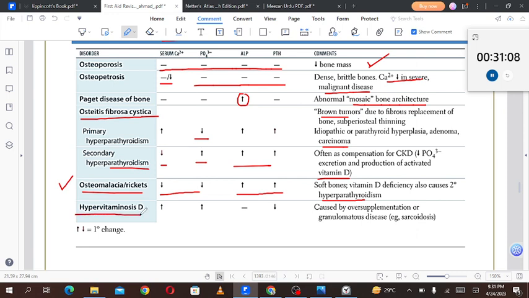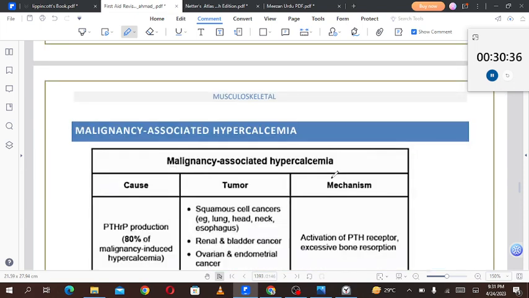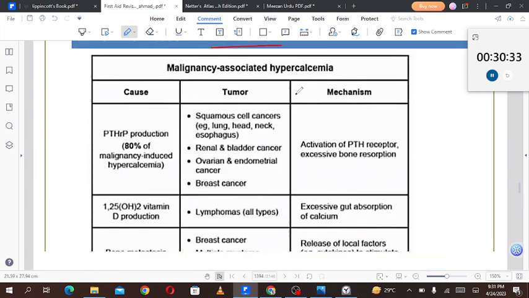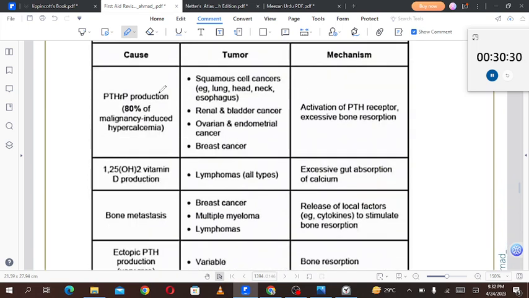In the case of hypervitaminosis D, if the vitamin D level is in excess for any reason, the calcium will be high because it favors calcium retention. Phosphate level is also high because vitamin D favors phosphate retention. Alkaline phosphatase level will be normal, and the parathyroid hormone will be low. That is a secondary decrease in parathyroid hormone because of excessive calcium, and because vitamin D also regulates the release of parathyroid hormone. It is caused by oversupplementation or granulomatous disease, for example, sarcoidosis. Malignancy-associated hypercalcemia. The first one is parathyroid hormone-related peptide production, accounting for 80% of malignancy-induced hypercalcemia.